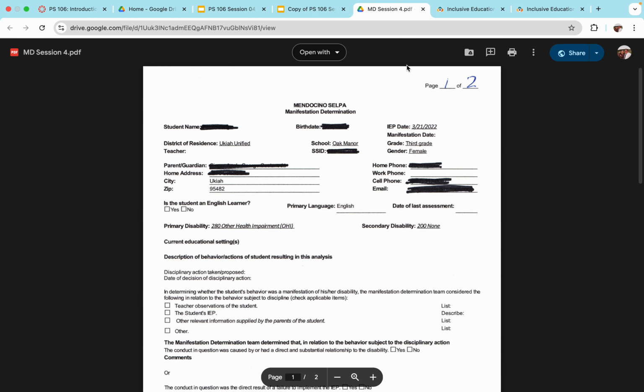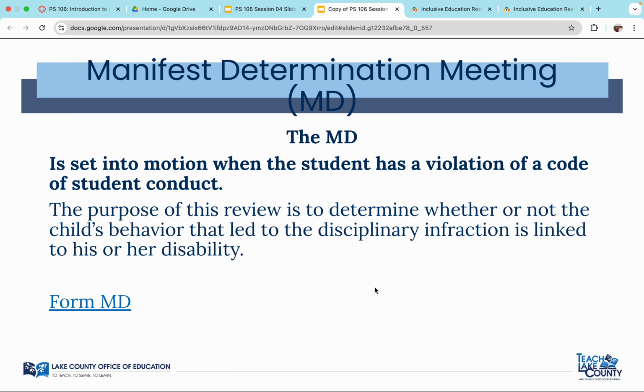So when we look at a manifestation determination, it's set into motion when the student has a violation of a code of student conduct. Kind of. What it is, once you've reached your 10th day of suspension over the course of a school year, a manifestation determination is triggered. That's typically what it is. The purpose of this review is to determine whether or not the child's behavior that led to the disciplinary infraction is linked to his or her disability.